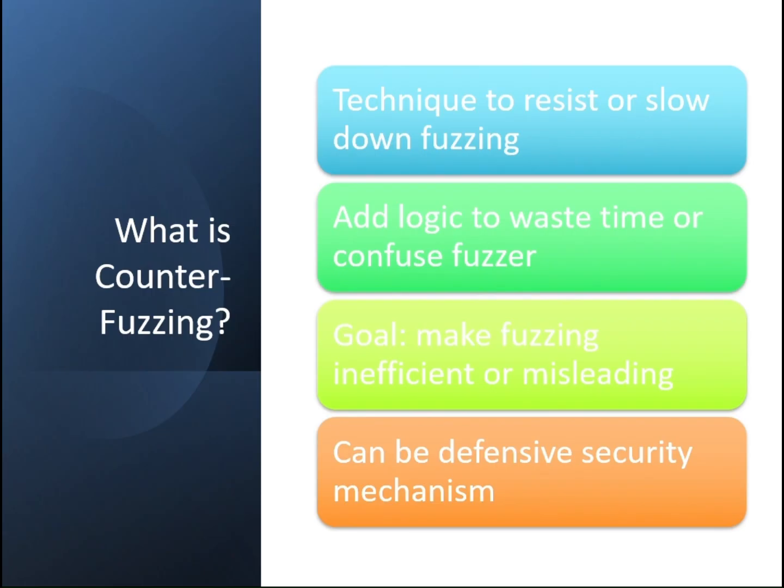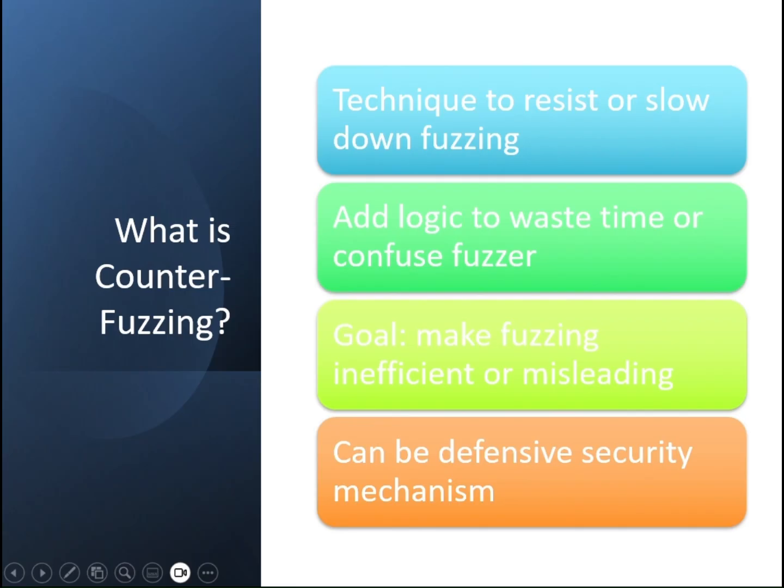But that blazing speed is also a vulnerability for the fuzzer itself. Fuzzers rely on being fast and thorough to be effective. So if we can make them slow down, even by a little, we drastically reduce how many paths they can explore and how many crashes they can find in a given time. This idea of fighting back against fuzzing is called counter-fuzzing. You can think of it as an anti-fuzzing technique: instead of the fuzzer attacking the program's weaknesses, the program exploits the fuzzer's need for speed.